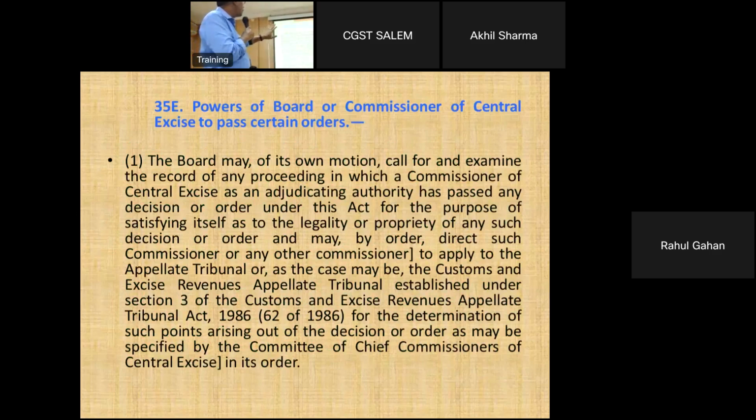The Board may of its own motion call for the records, for example. This is for the Board. We are talking about the Commissioner. The Commissioner can review the order. From the superintendent, inspector level it will go up. The inspector has to examine, the superintendent will agree or differ with his point. It will go to the AC or DC, then to the JC, then to the Commissioner. The Commissioner has to decide whether it is correct or not. Even he can accept the inspector's view.